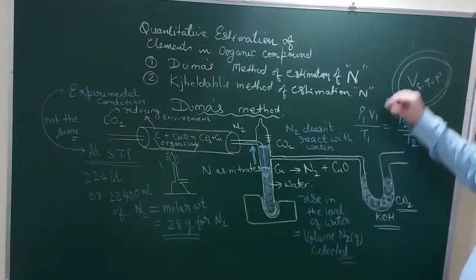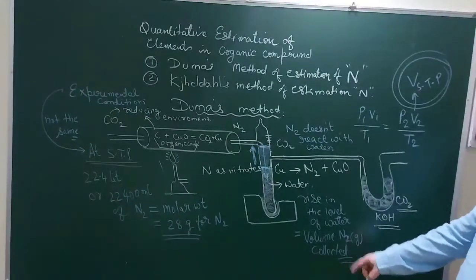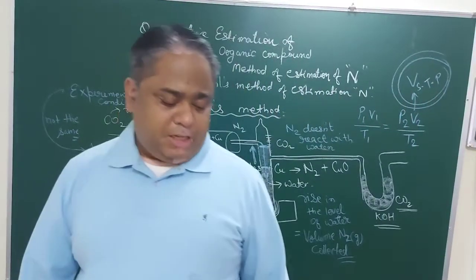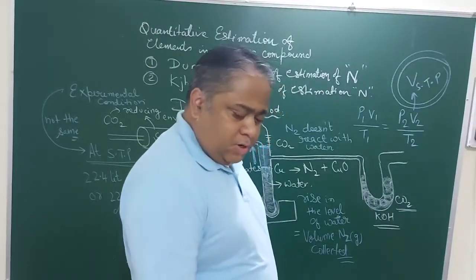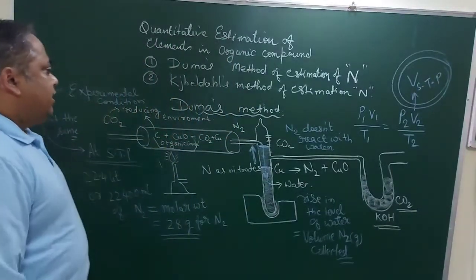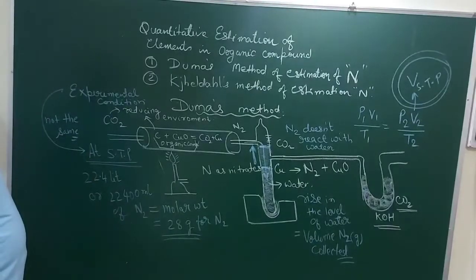And after we get the volume obtained at STP, we can find out the weight of nitrogen. And if we know the sample weight of the organic compound, then we can find out the percentage of nitrogen also. Now, to understand this further, we will require to take a question in which some values will be given. So I will take a question. So after solving this question, the process of Dumas method will become more clear to you.